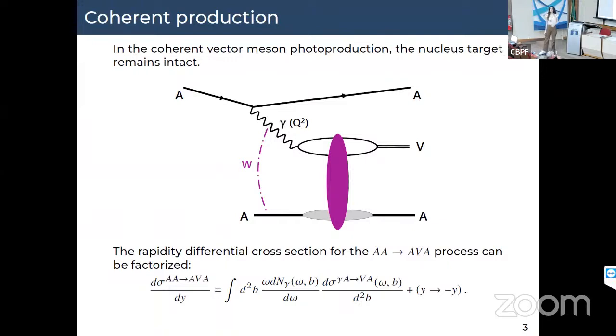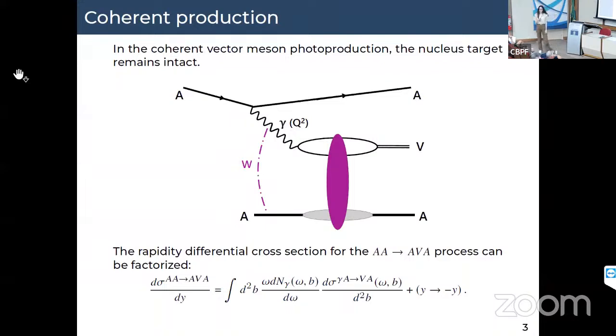The observable that we're interested in is the nucleus cross-section. But first of all, I will explain what coherent production is. Coherent production is when the nucleus target remains intact after the collision. So we can separate the nucleus cross-section into a part that considers the flux of photons that come from the projectile nucleus and a part that is the cross-section of the photon-nucleus scattering.